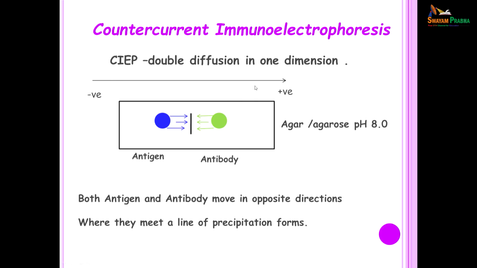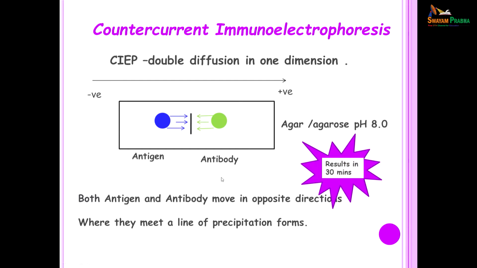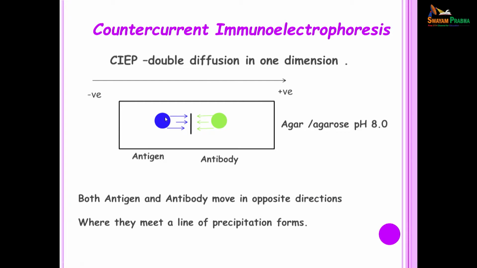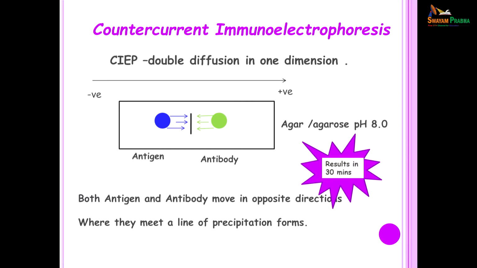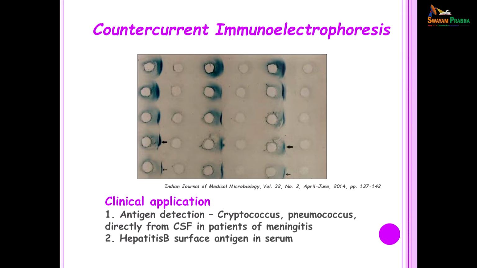We pass a current and the antigen will diffuse towards the positive pole and the antibody diffuses in the opposite direction. Where they meet at an optimal concentration, a precipitate forms. The results of this test are available in 30 minutes. Sometimes it may take a little longer, but usually in 30 minutes you can get the results. So, it is faster than waiting for an agar gel diffusion, and this particular test can be used for detecting antigen in the CSF of patients in whom you may be suspecting cryptococcal meningitis or meningitis due to pneumococcus.